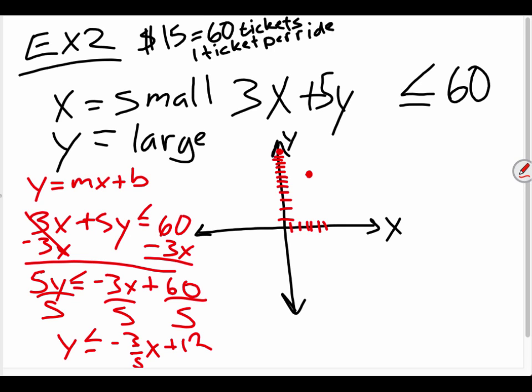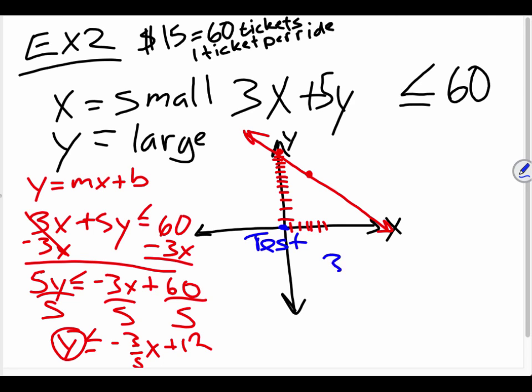Solid or dotted line? Solid. The solid line comes across like this. Now, do I shade above or below the line? Below. We would think that you would go below the line because the y value has to be less than the line, but we want to test it just to make sure. So how do I test that? I'm going to use the test point 0, 0.